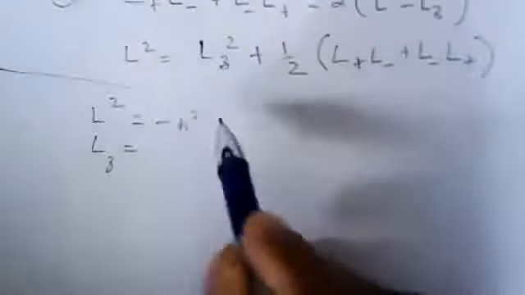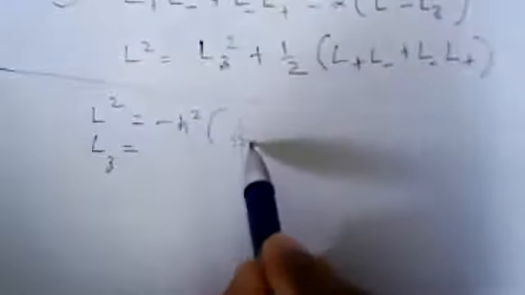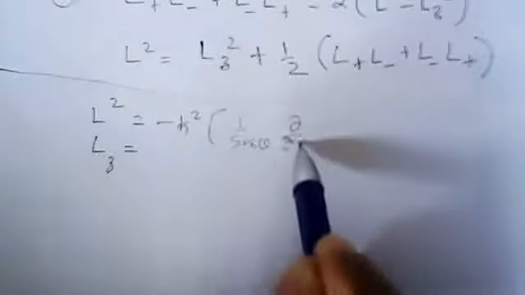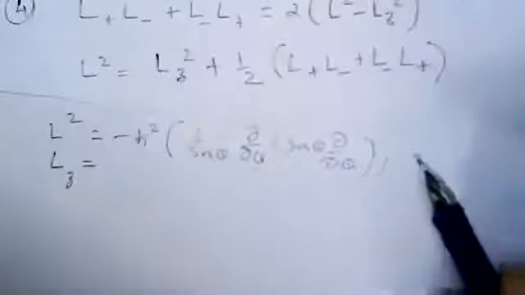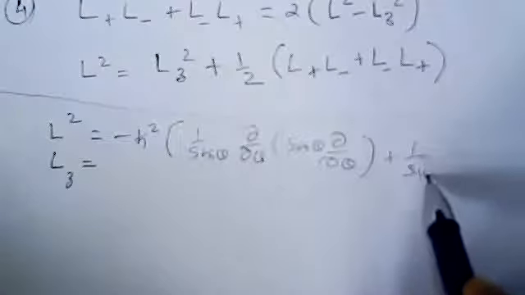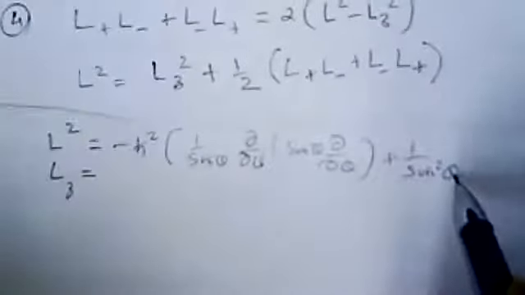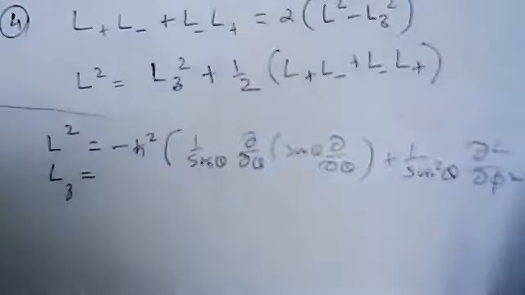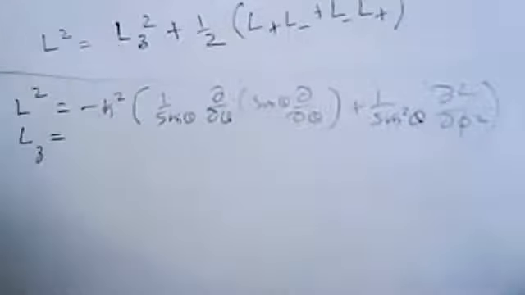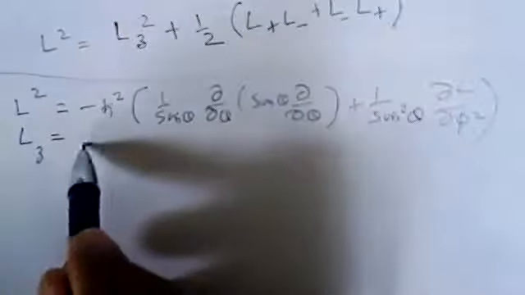Minus h cross square [1 by sine theta dou by dou theta of sine theta dou by dou theta plus 1 by sine square theta dou square by dou phi square]. This is the expression for L square, and the expression for LZ is minus i h cross dou by dou phi.